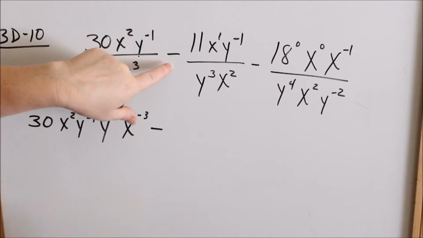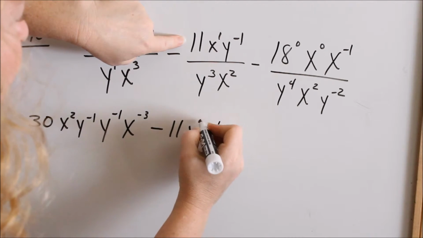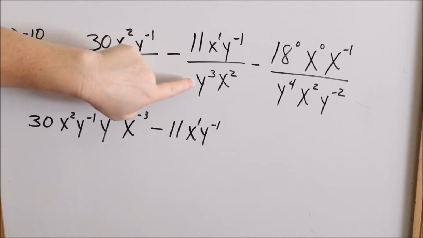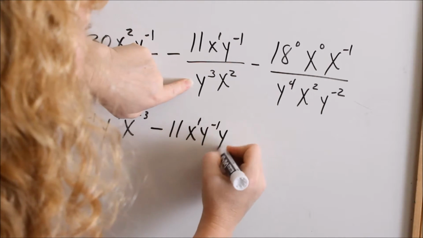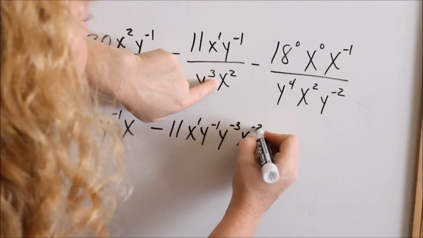Now let's go to my next term. Rewrite your numerator. Now let's move everything from the denominator up. Y, it was a positive 3, now it needs to become a negative 3. This moving up, now it needs to become a negative 2.